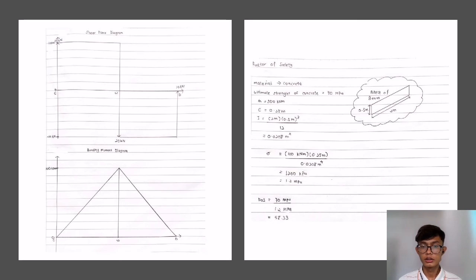Okay, so the bending stress we get is 1200 kPa. We convert it to megapascal, which is 1.2 megapascal. So the factor of safety is 70 MPa over 1.2 MPa equal to 58.33. Okay, that's all from me. Thank you.